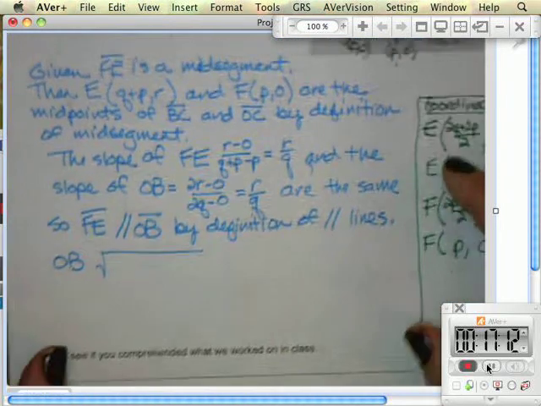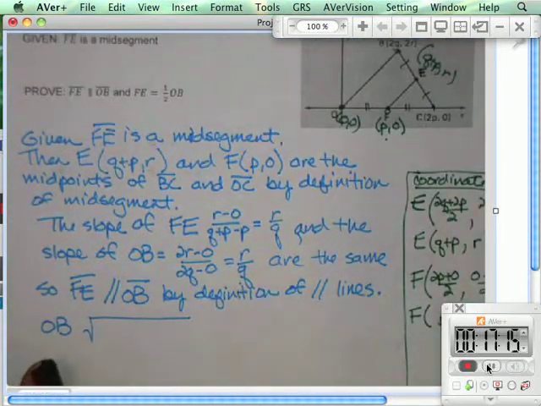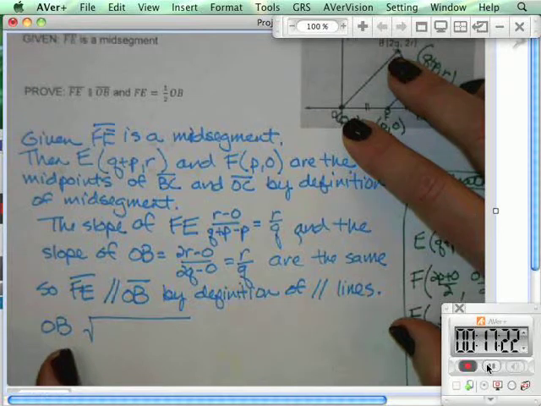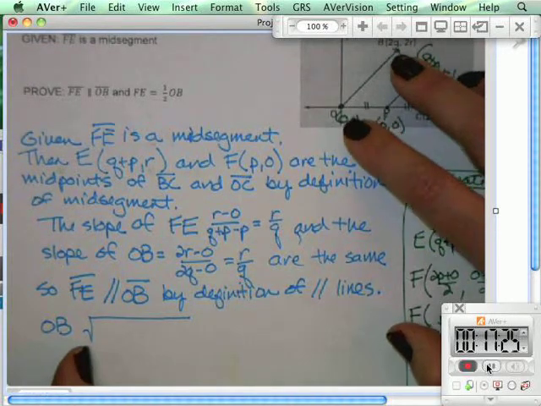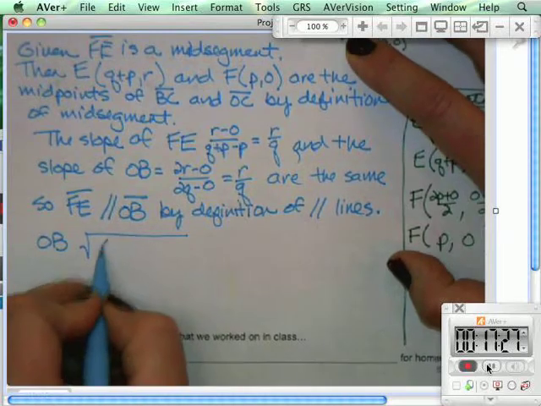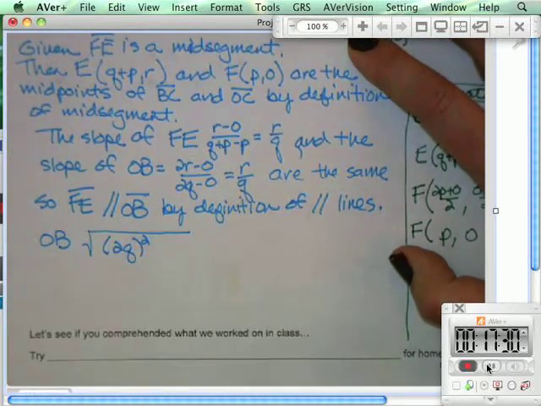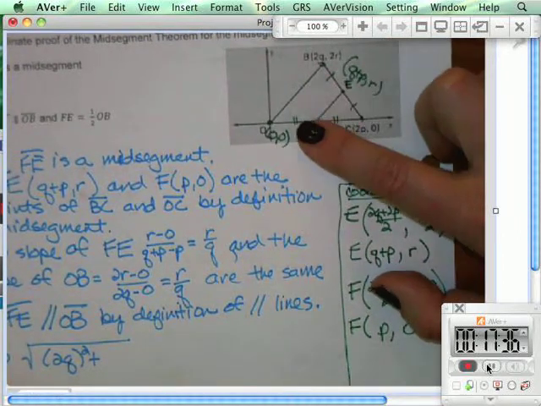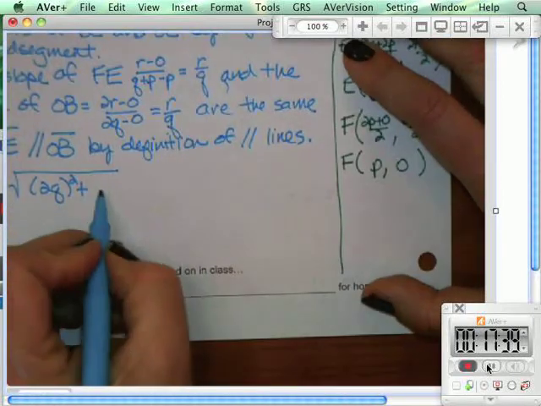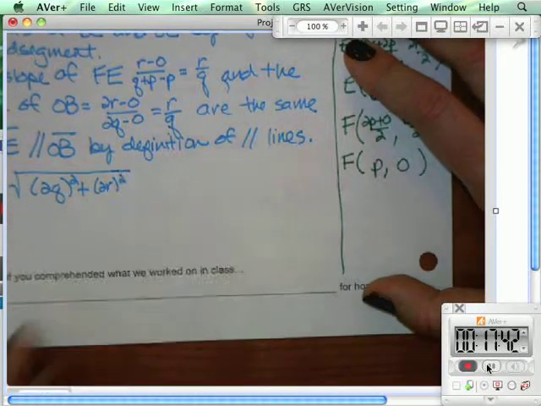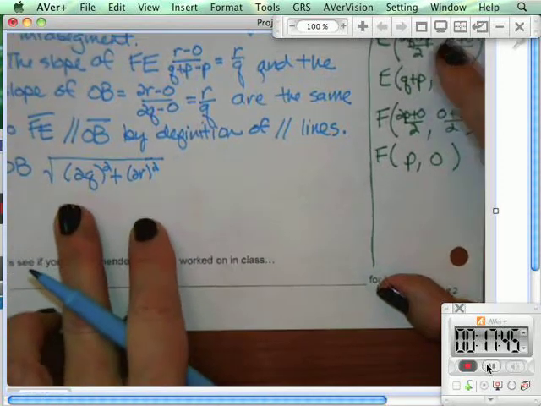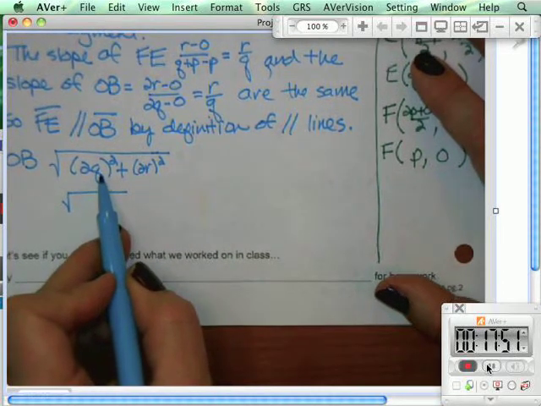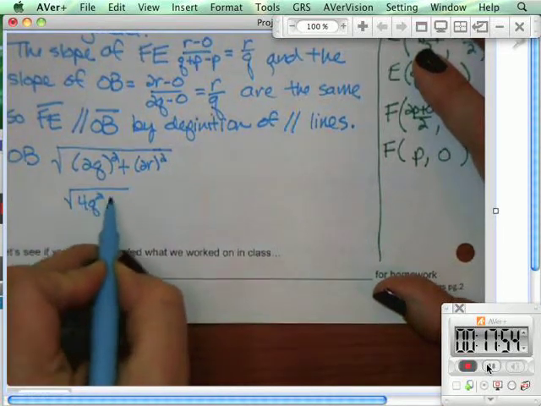So this is why I was saying it's good to have the distance formula kind of in your head. What you do is you subtract the x's. So just look, 2q minus 0 is what? 2q, and then you square that. So then you subtract the y's. 2r minus 0 is just what? r, and you square that. Now we're going to simplify this because we can. So what's 2q times 2q? Right on. And what's 2r times 2r?